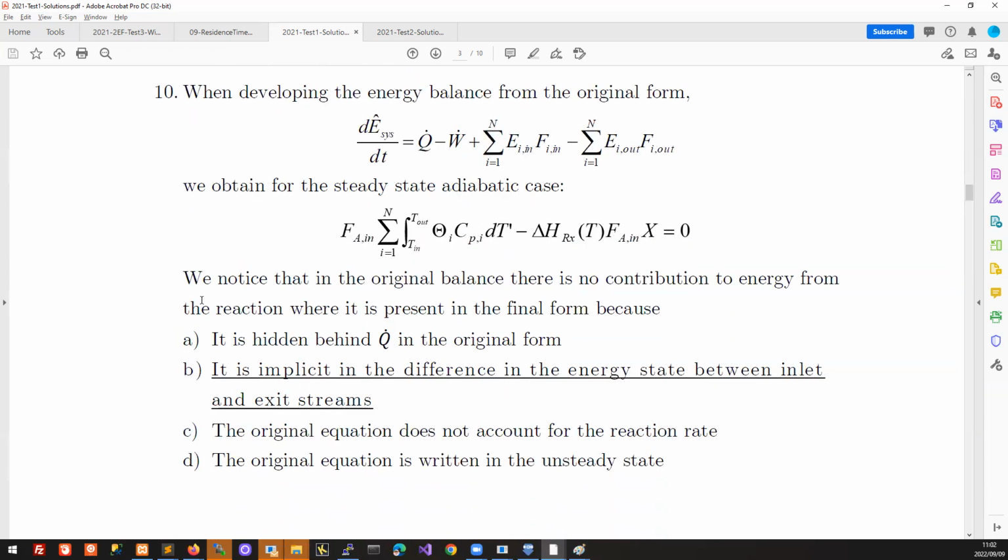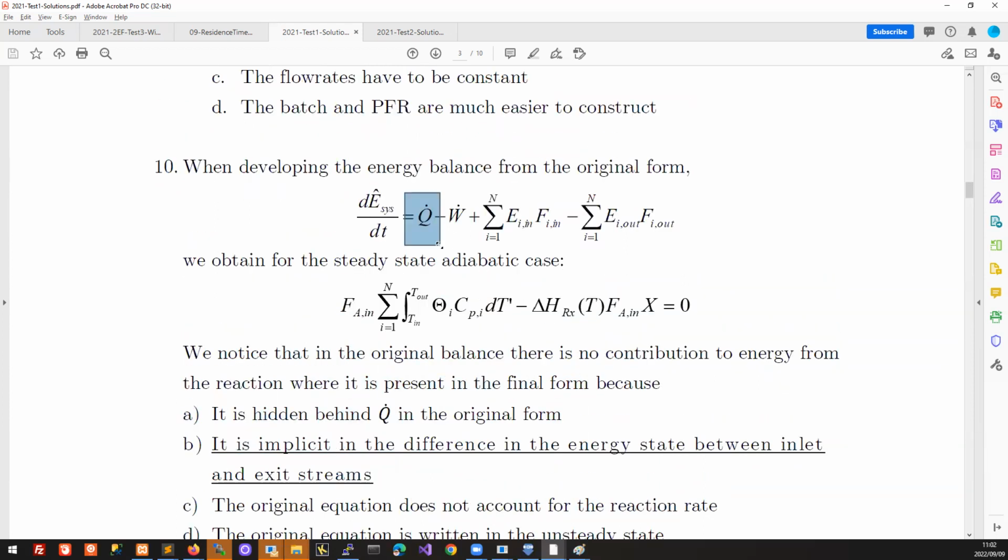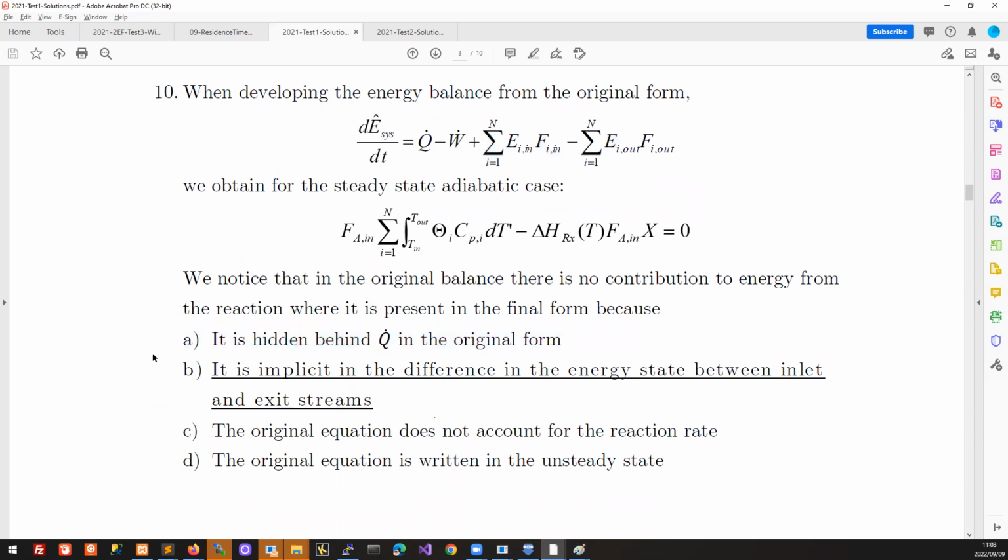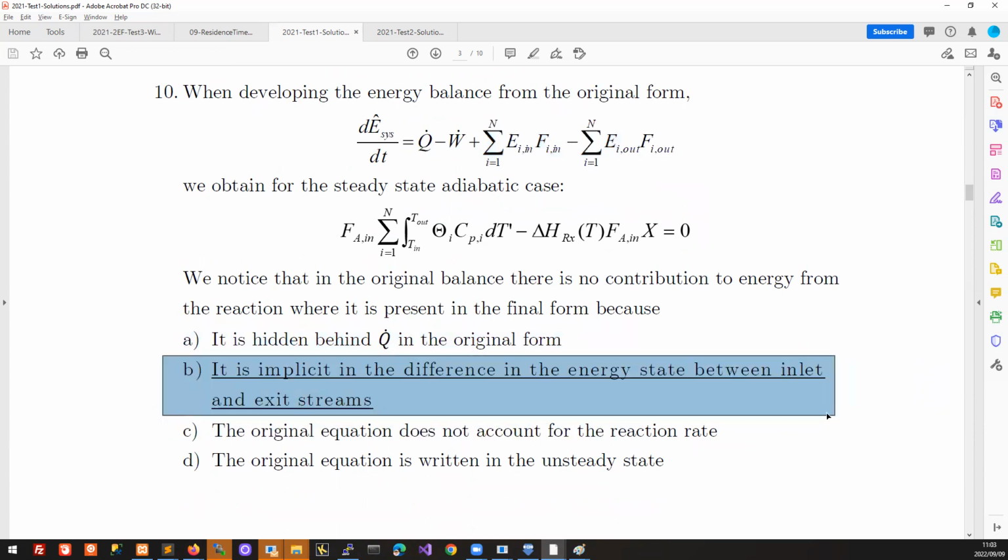We noticed originally there's no contribution to energy from the reaction because it's hidden behind Q dot. That's not true. That change in energy is not because of Q dot. It's because we translate between chemical energy and thermal energy. So it's not about being hidden behind Q dot. And then it says it's implicit in the difference. So that one is true.